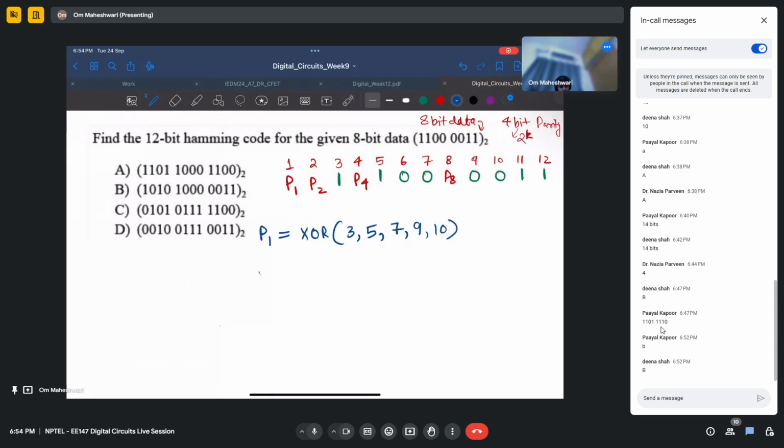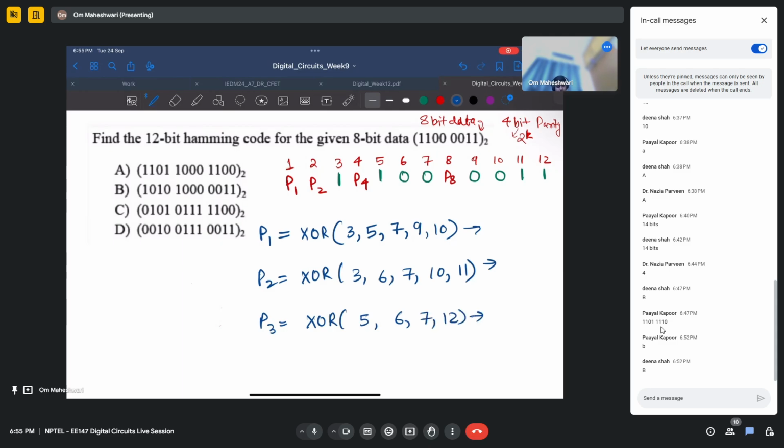Similarly, for P2, it is XOR of 3, 6, 7, 10, 11. P4 is XOR of 5, 6, 7, and 12. And P8 is XOR of 9, 10, 11, and 12.